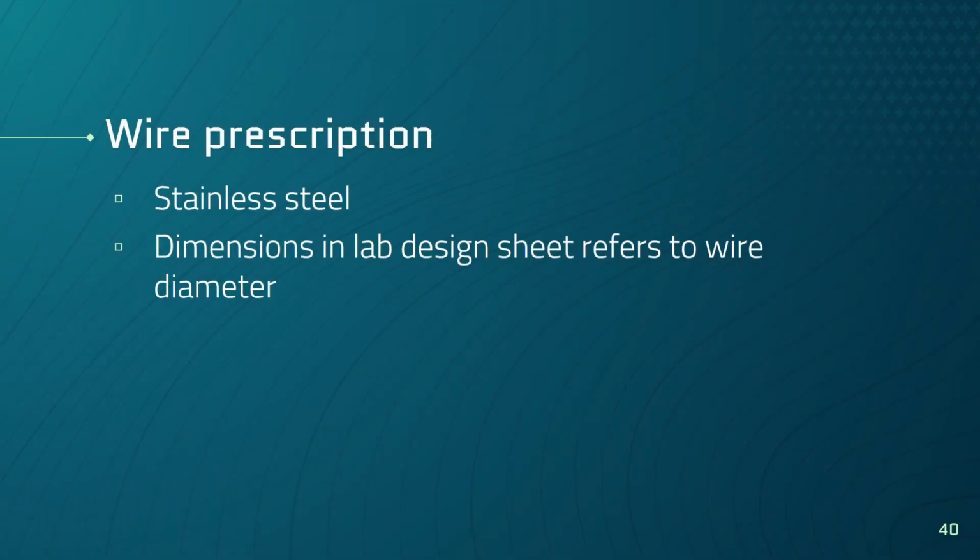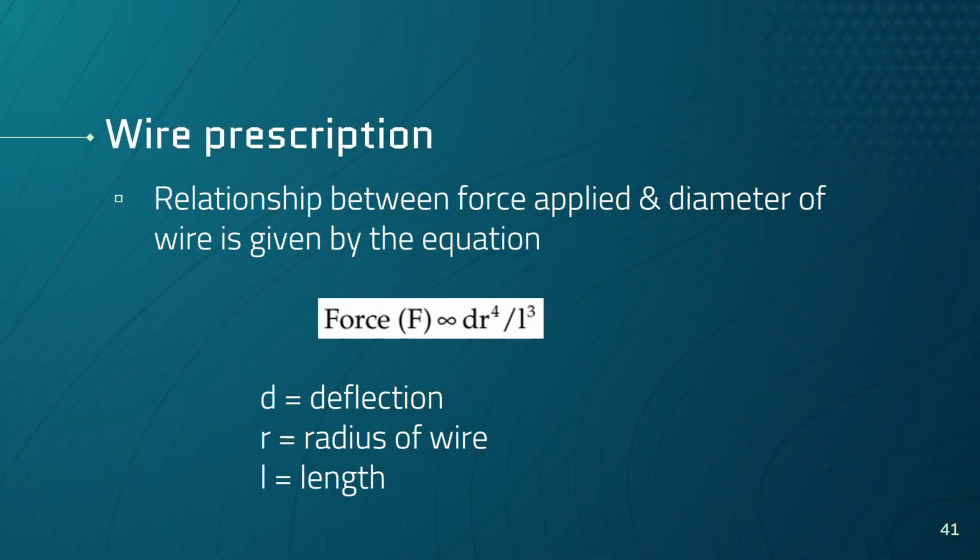Now let's have a look at the wire prescription used in removable appliances. The wire used is always stainless steel. The dimensions that we see in a lab design sheet refer to the wire diameter. The relationship between the force applied and the diameter of the wire is given by the equation: force is proportional to the radius to the power of 4 divided by the length to the power of 3.